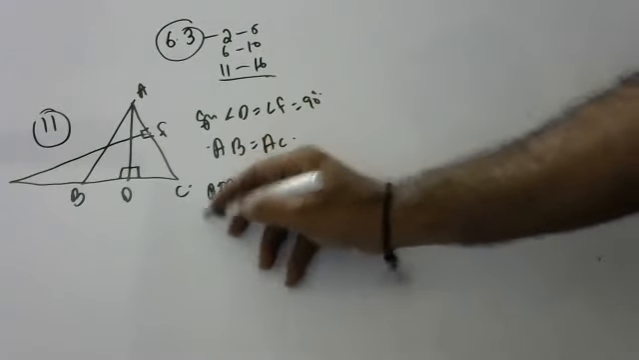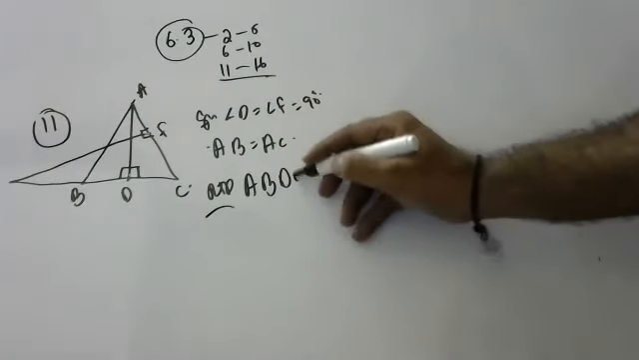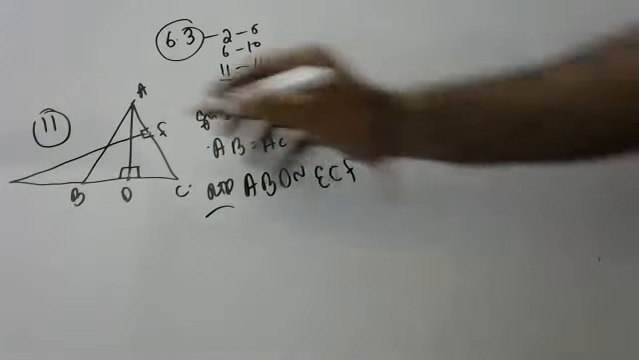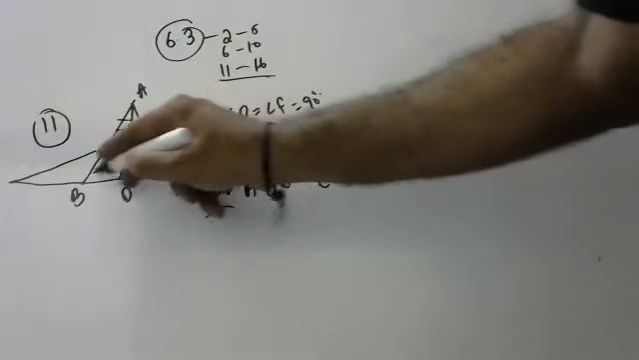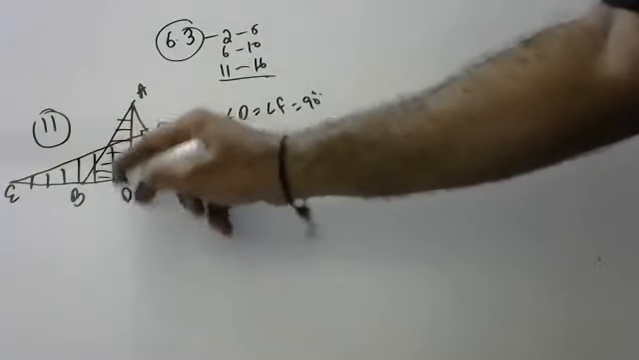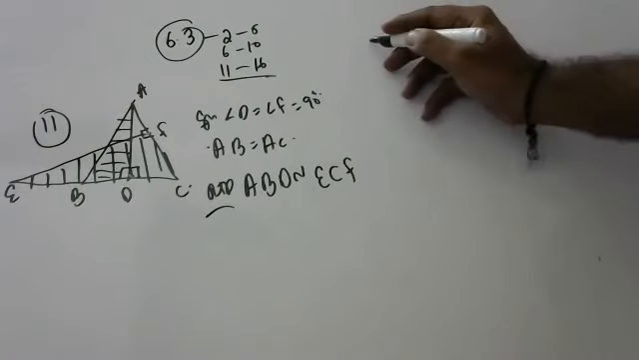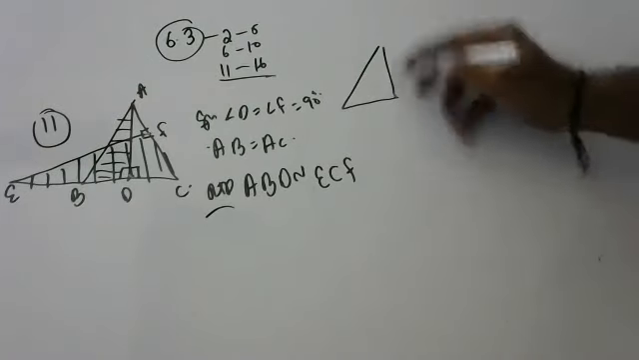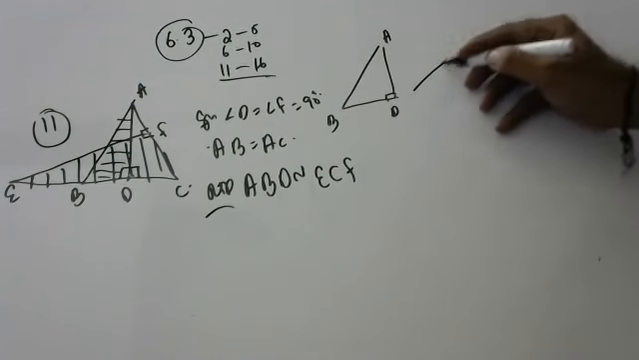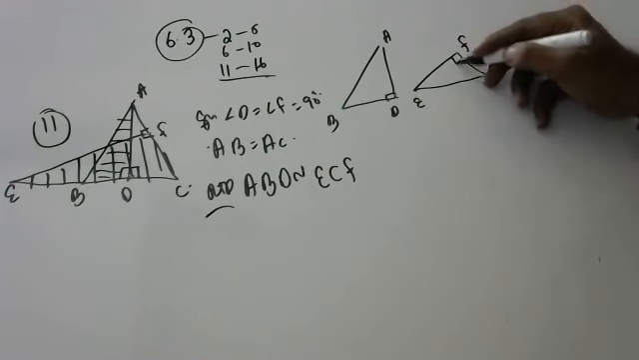So what is required to prove, children? We have to prove that triangle ABD is similar to triangle ECF. These both are similar, we have to prove. Okay, children, I am dividing those both triangles. This is one triangle, ABD. What was the other triangle? ECF. This is 90 degrees.